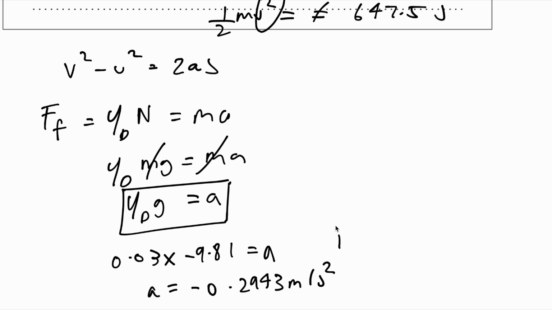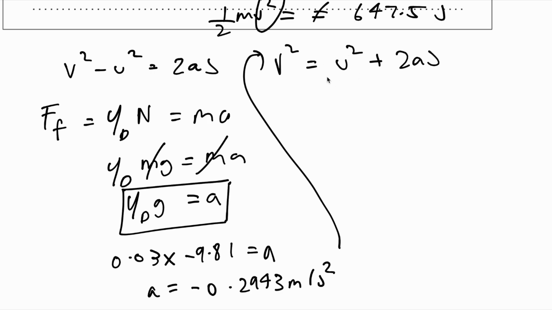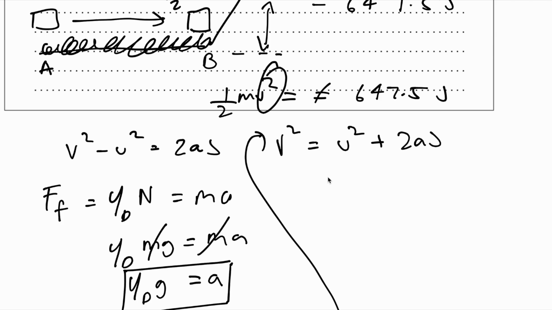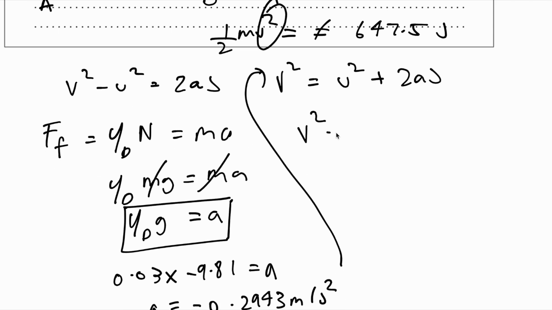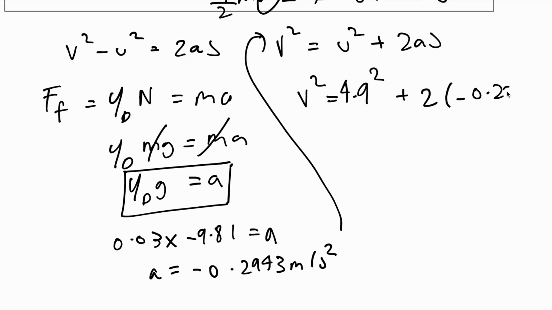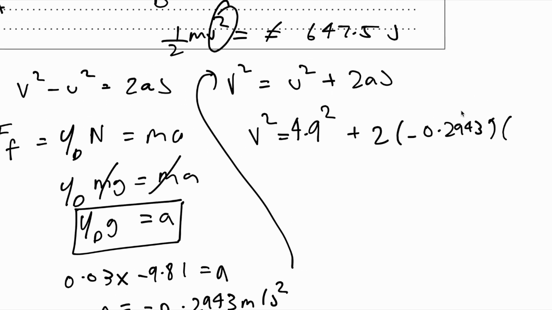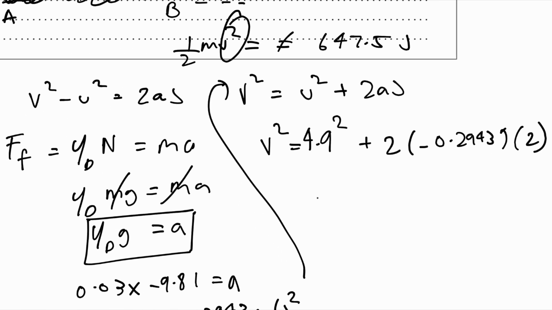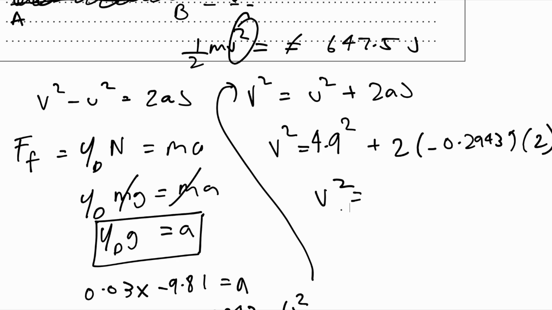Well, it's quite simple really, because we can say v square is going to be equal to u square plus 2as. Now we know what is u square. What is the initial velocity of this block? Well, the initial velocity at A, which is right here, was 4.9 meters per second. We calculated that earlier. So v square is equal to 4.9 square plus 2 times negative 0.2943 times the distance from A to B, which is 2. What is v square actually equal to? Let's find out. That's equal to 22.8328. Let's not give it a unit, okay? The v square is equal to this right here.